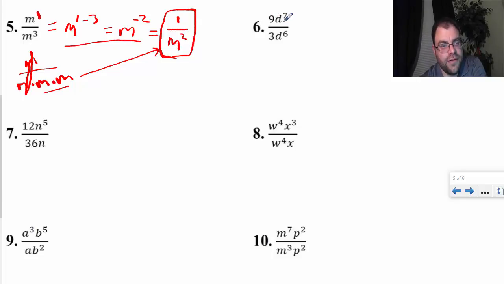Okay, number 6, we have coefficients. A coefficient is a number in front of a variable, so the coefficient of d to the power of 7 here is 9. And then we got 3 as the coefficient on the bottom. We're going to go ahead and divide these. 9 divided by 3 is going to give you 3.